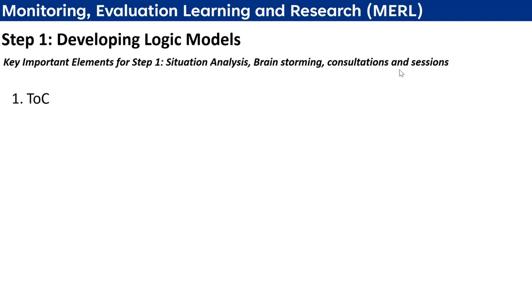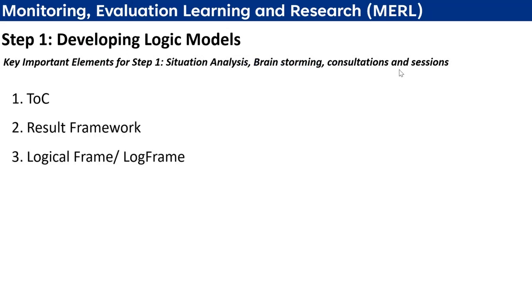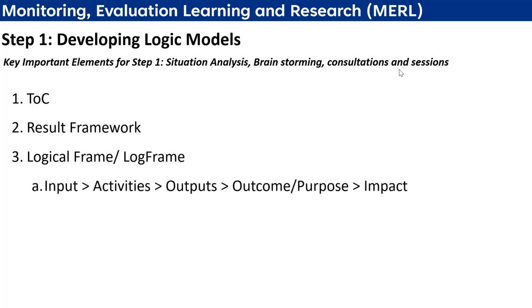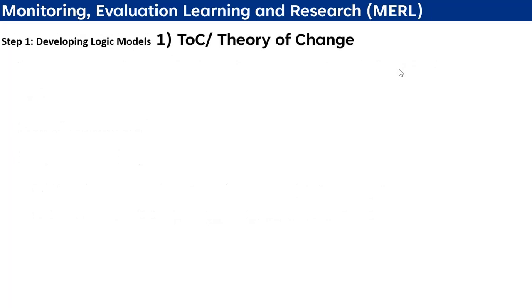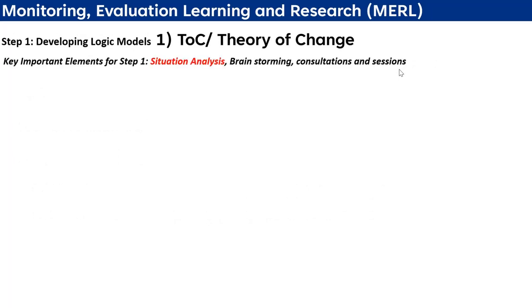So first will be the ToC, then the results framework, and then the logical framework or the log frame, which is basically input, activities, output. Now let's discuss first what these logic models are. So the first one is ToC, theory of change. Now the key important element for this ToC is the situation analysis.